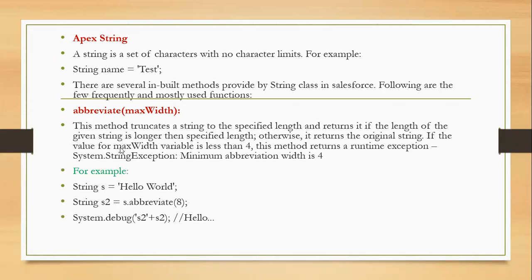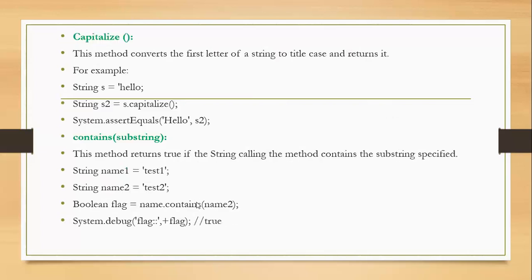If the value of the maximum width variable is less than 4, this method throws a runtime exception. The minimum abbreviation width is 4. For example, string s is equal to 'hello world', string s2 is equal to s.abbreviate(4), System.debug(s2) gives 'h...'.